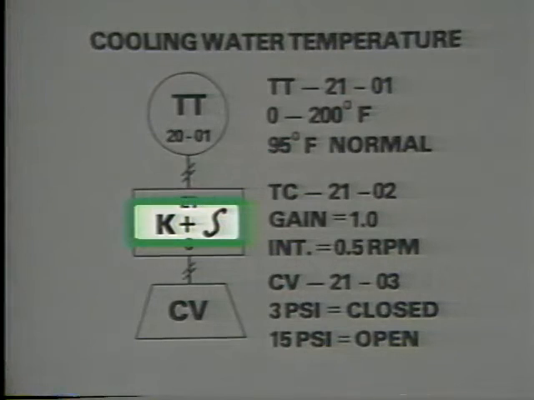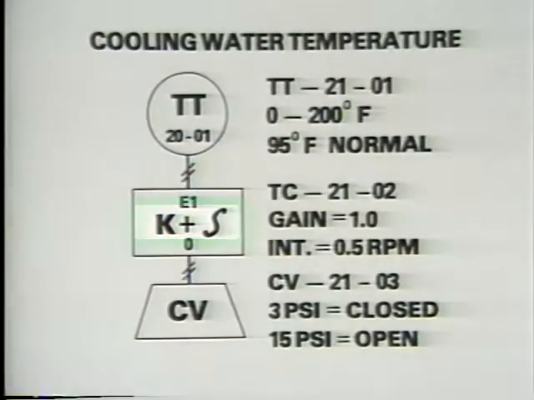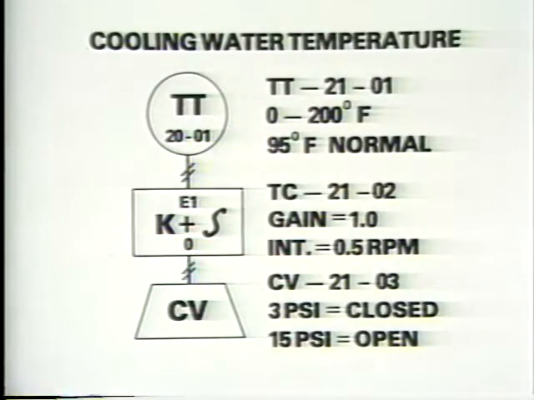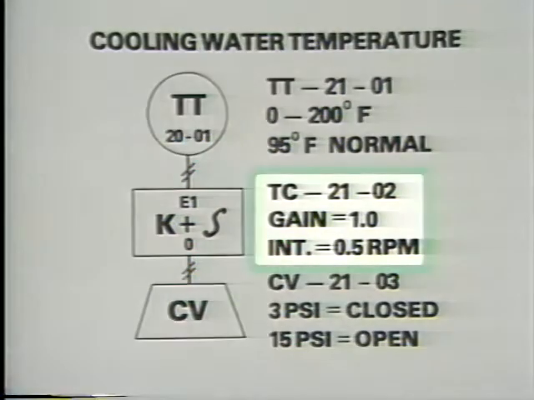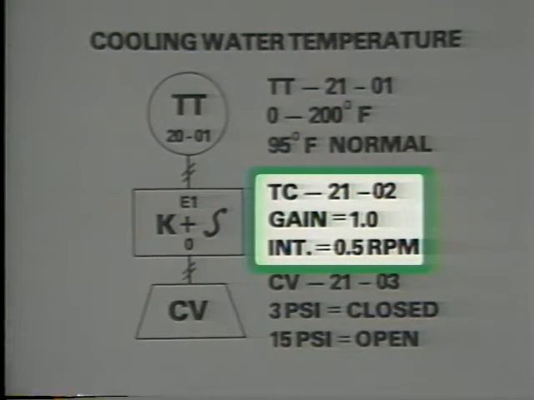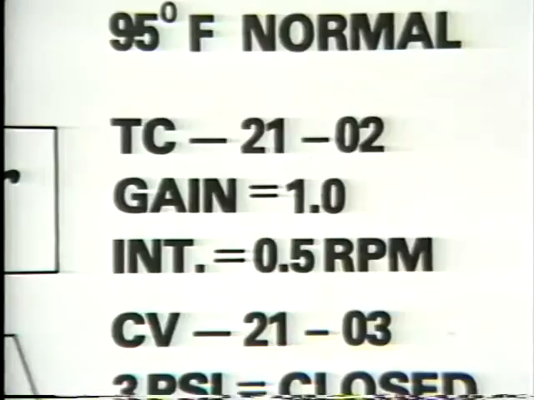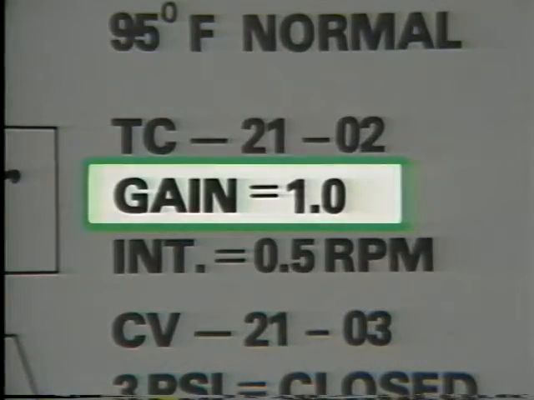If we look at the control logic diagram for our temperature control system, we will see how the controller is adjusted for this particular system. These symbols indicate that the controller used in this system is a proportional plus integral controller. As you may know, this means that the system is designed to bring temperature back to set point. This information tells us how the controller is adjusted. The controller is set for a gain of 1.